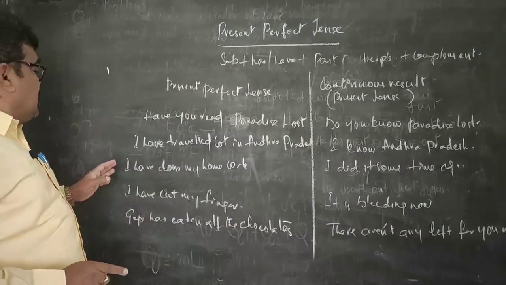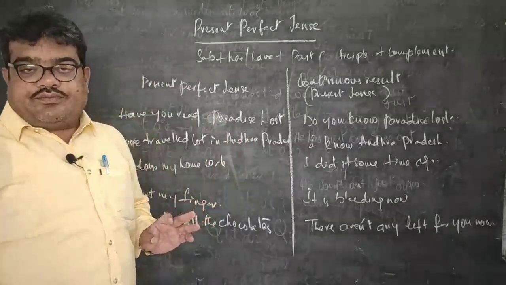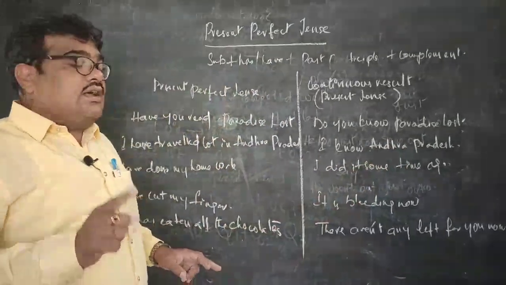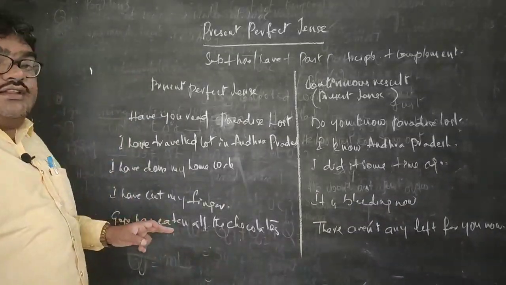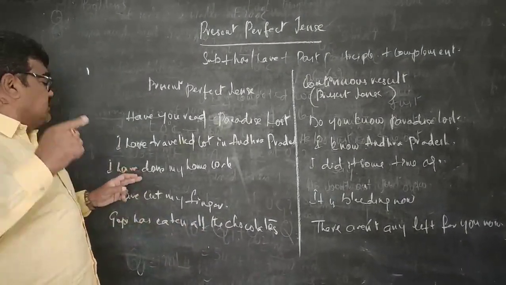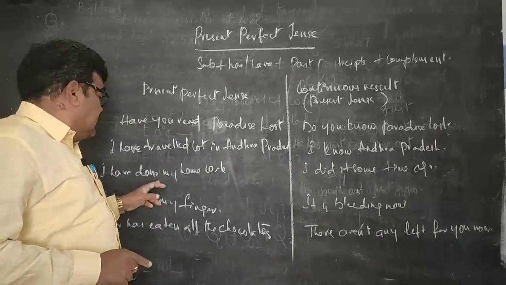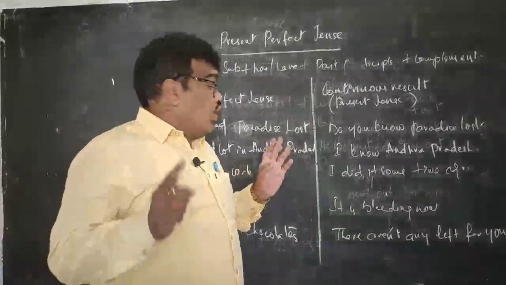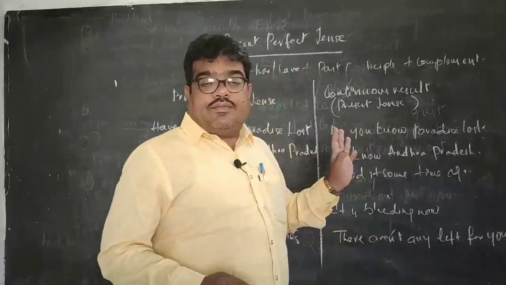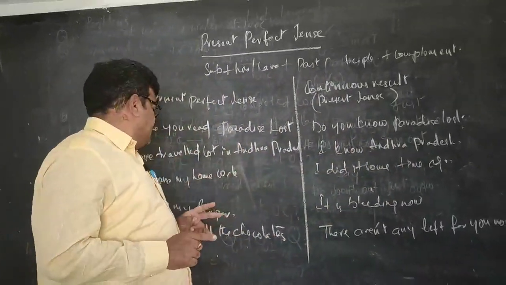Another example: I have traveled a lot in Andhra Pradesh. What is the result of that? I know Andhra Pradesh. Because I have traveled, it has occurred somewhere in the past, but the result is that I still know about Andhra Pradesh. Another example: I have done my homework. What is the result of that? I do not worry about that. It means there is no work. I have completed all my work. Now presently I am free.